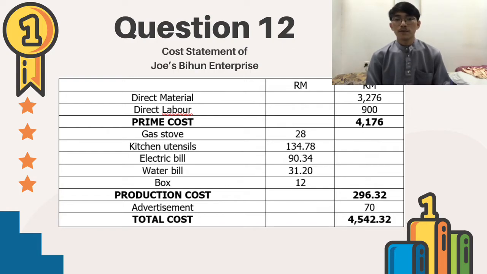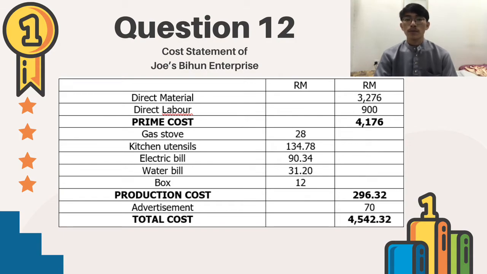Next is direct labor. Because we only have one employee, which is the chef, then our direct labor is 9,000 ringgit, since we pay our chef by setting a rate of 1 ringgit for each unit completed. So the total cost of prime cost is 29,700 ringgit.